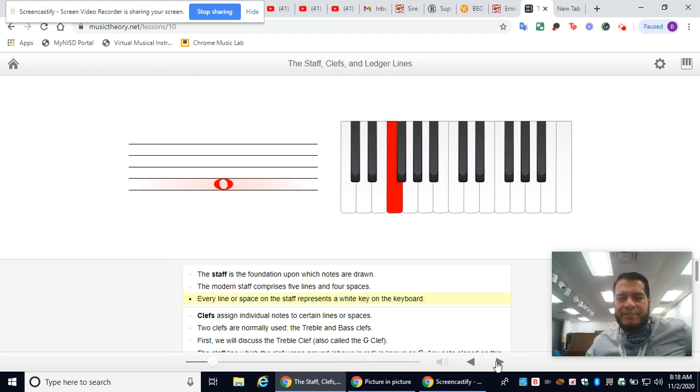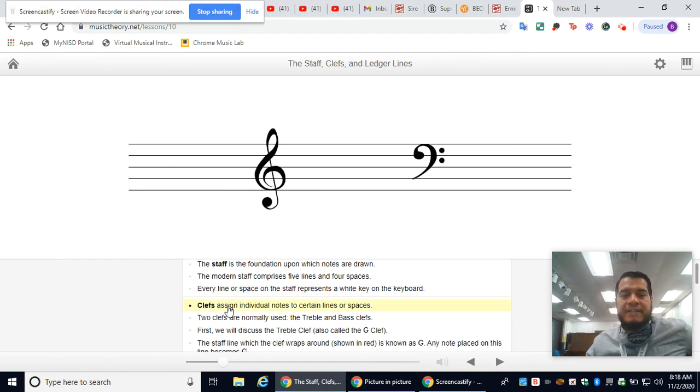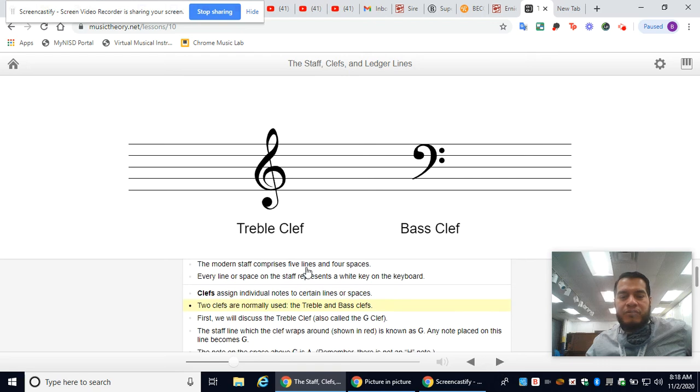And then as you move up the staff, the sounds get higher, or right on the piano. Okay. Next one. It says clefs assign individual notes to certain lines or spaces. 2 clefs are normally used: the treble, that's this one, and the bass clefs. Okay. So treble and bass clef. First, we will discuss the treble clef, also the G clef. So this is called the G clef because, in antiquated music, I guess I should say, this was a stylized G. It's in the shape of the G. Like I'm gonna trace it out right now. See, it kind of looks like a G. Okay, so that's called the G clef.